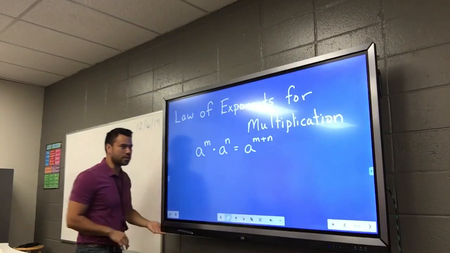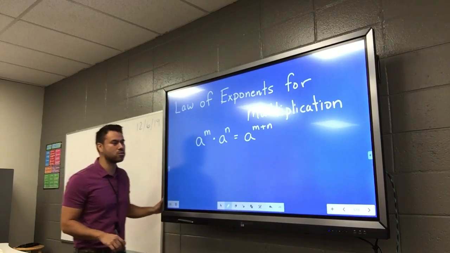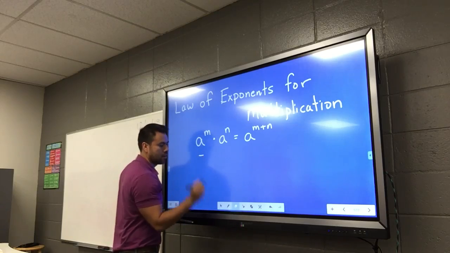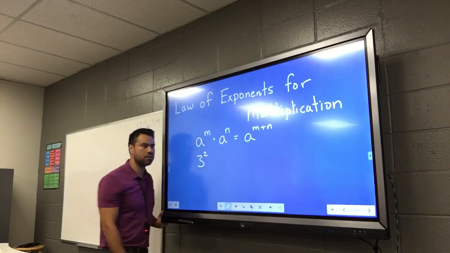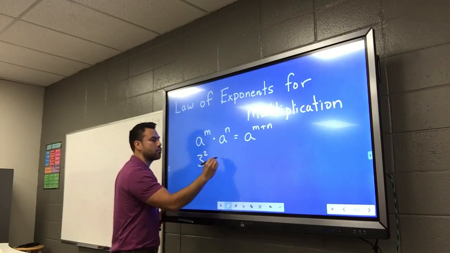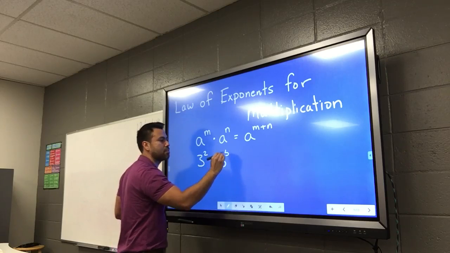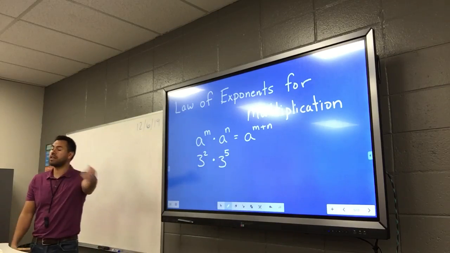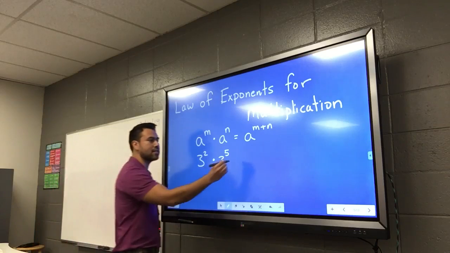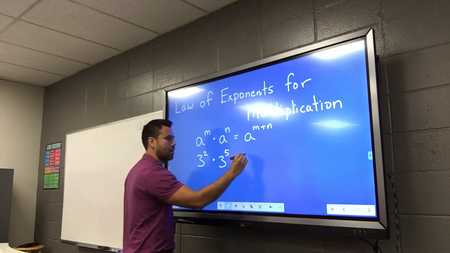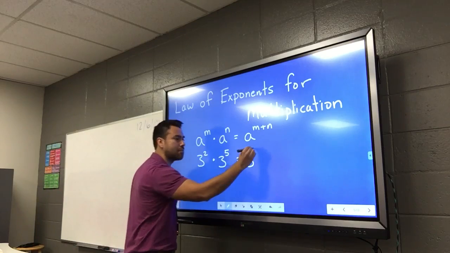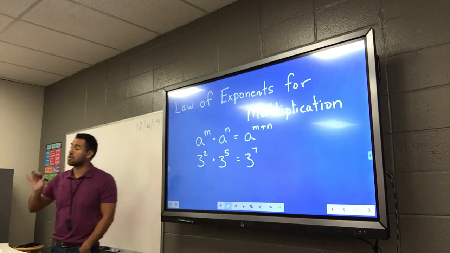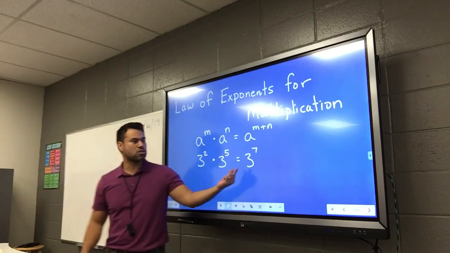Let's look at it with numbers. I did this with a big set of numbers, but hopefully you'll believe me. Let's go with 3 to the second power times 3 to the fifth power. According to the law, in exponential form, what do you get? 3 to the seventh power. You add 2 and 5 and you get 7. That's according to the law. Great question: shouldn't you get 9 to the 7th?